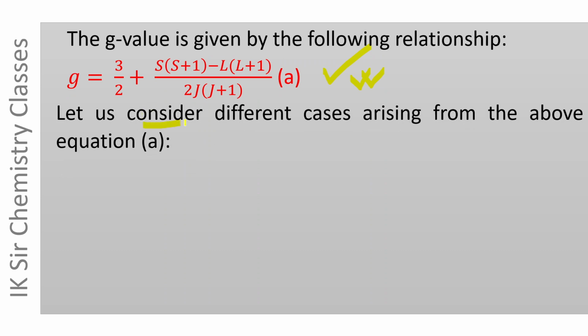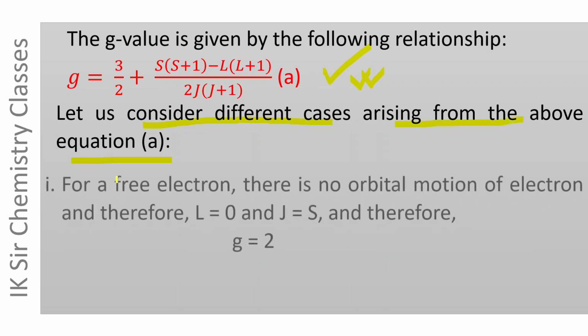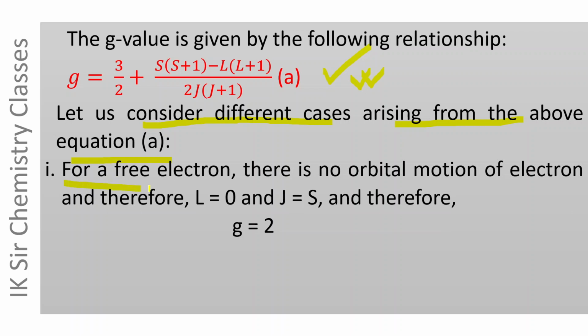Let us consider different cases arising from the above equation. For a free electron, there is no orbital motion. Orbital motion is in atom only, not for free electron, and therefore the value of L will be 0.